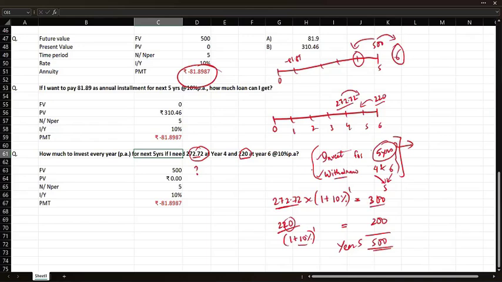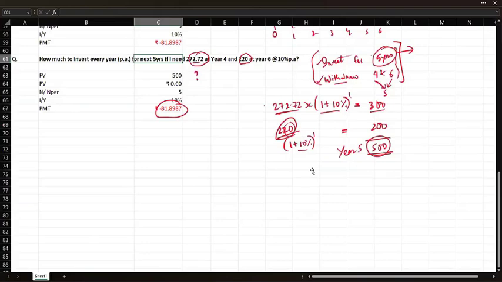It comes out to 300, right? It will compound for one more year. And this is at the end of sixth year, so we have brought it 1 year earlier. So it is going to be discounted for 1 year, right? And that ultimately comes to 500. And now when you compute the payment amount and invest this money, you are absolutely going to get the same result.